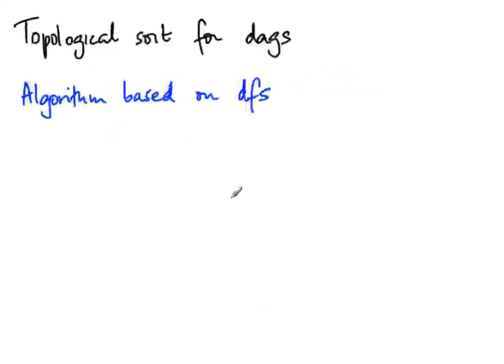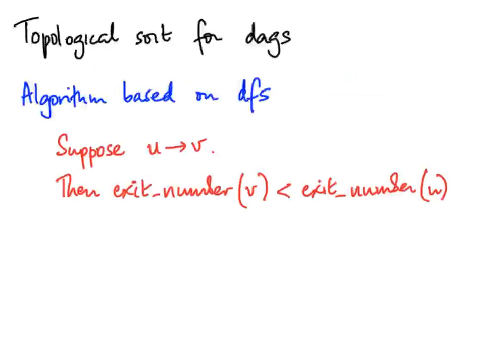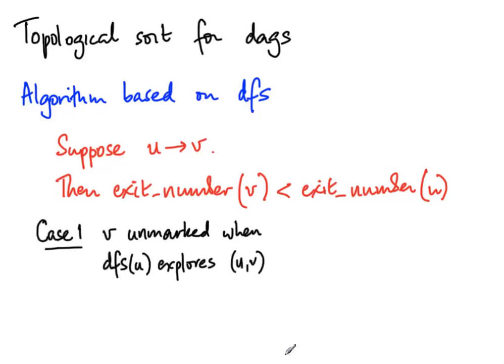So to topologically sort a DAG, the first algorithm that we come up with relies on DFS itself. The topological sort algorithm based on DFS relies on the following observation. Suppose there is an edge from U to V. Then we claim that the exit number of V must be smaller than the exit number of U.